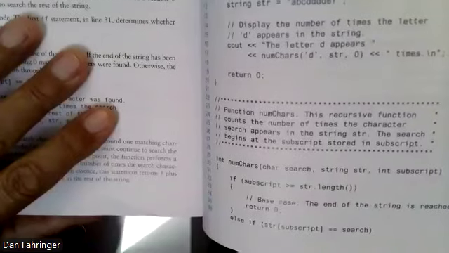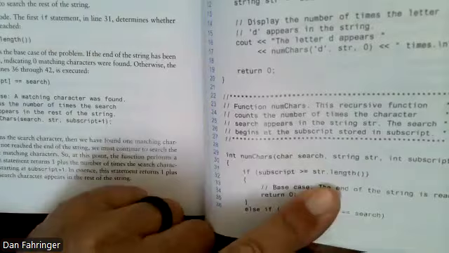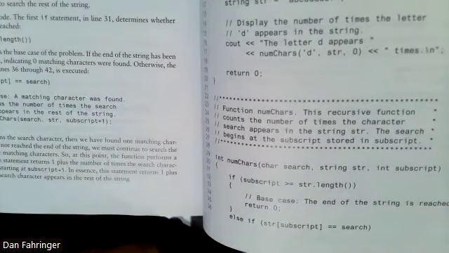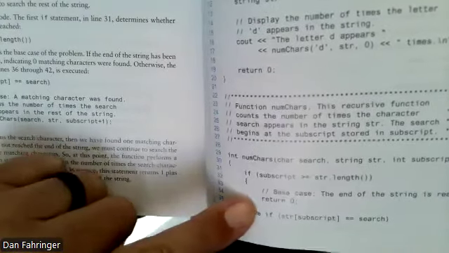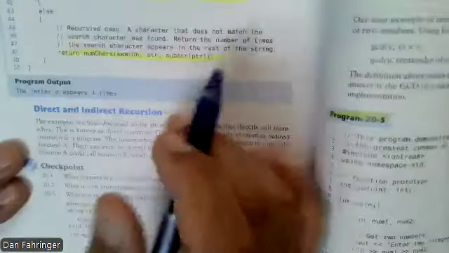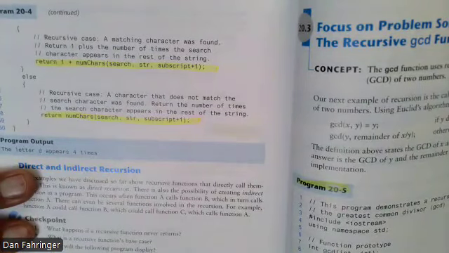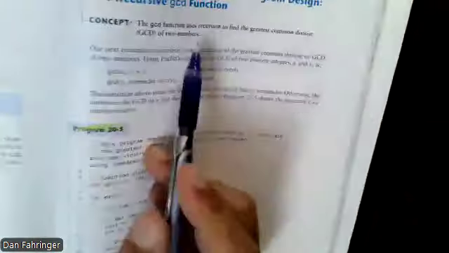Number of characters. Oh, this is like writing dot length. This goes through. There's a base case. You need a base case to make that thing end. And over here we have 2 different recursive cases. Yeah. Different things going on. 25, another one. The greatest. This is a good program.